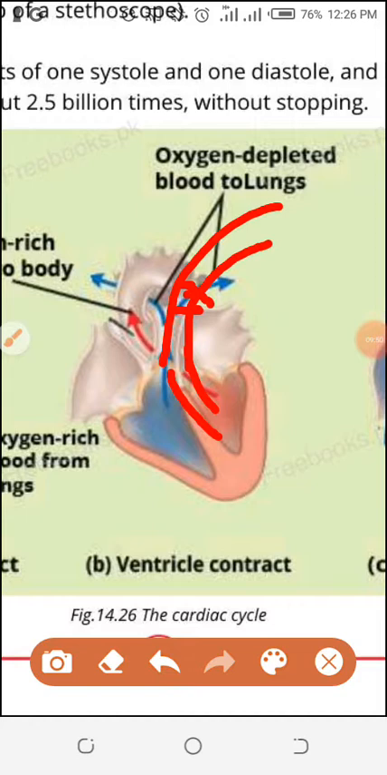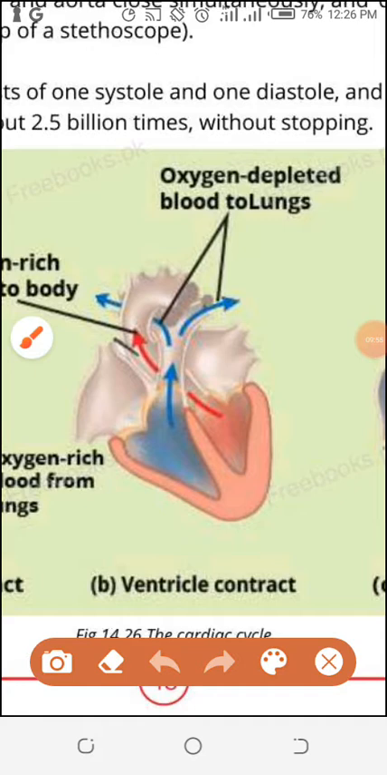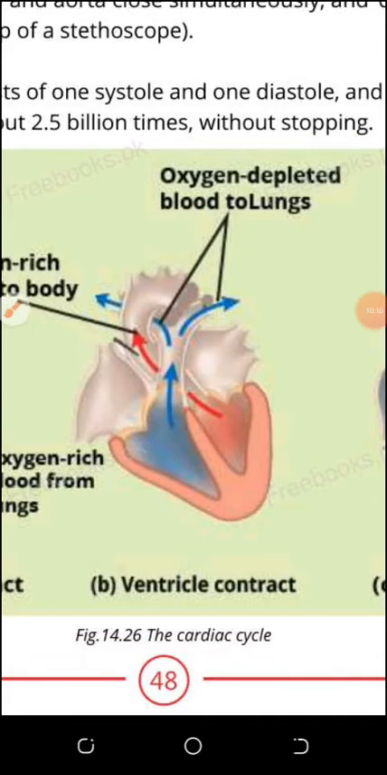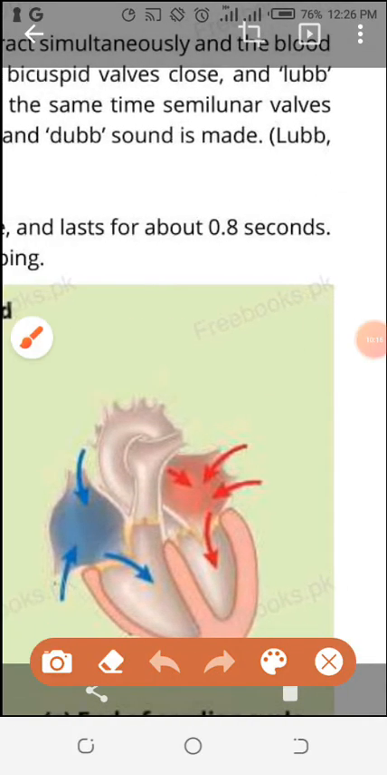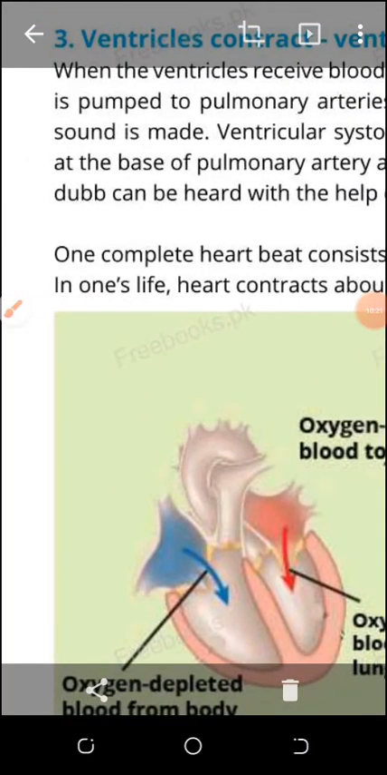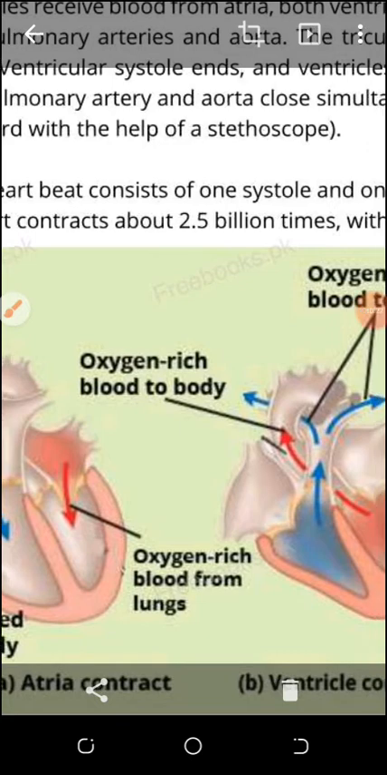That sound is dub. It means when the tricuspid valve will close, which is between the left atrium and the left ventricle, that is the lub sound. And when the semilunar valve in the aorta will close, that is the dub sound. Lub dub sound means one heartbeat. And what is the total time of one heartbeat? 0.8 seconds. And how many times does your heart beat during your life? My sons, amazing. That number is 2.5 billion times. In our whole life, the heartbeat runs, we are alive.